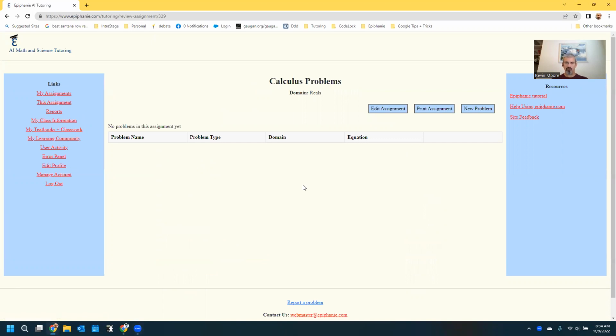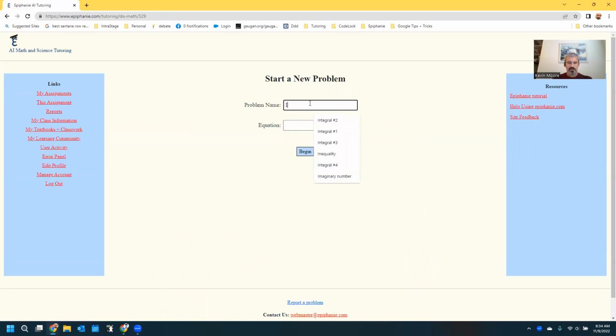And I'm going to start with integrals since it's November when I'm recording this, November 2022, and many of my students are about to start working on integrals. So let's start off with that. I'm going to enter a new problem, an integral, integral number one.